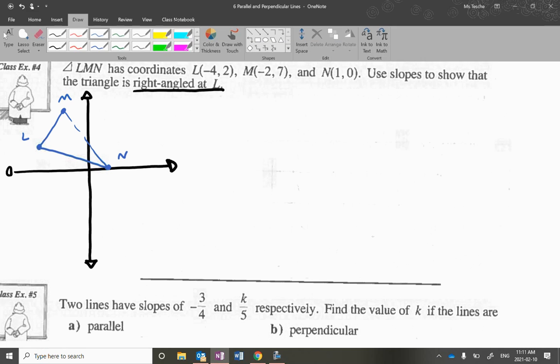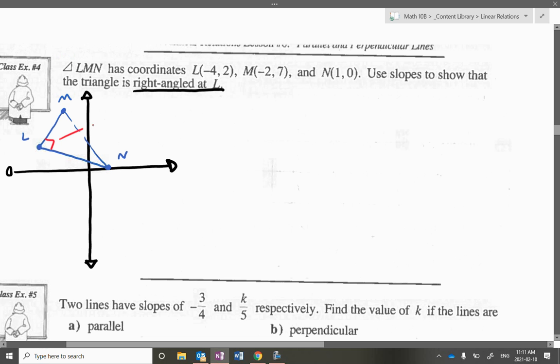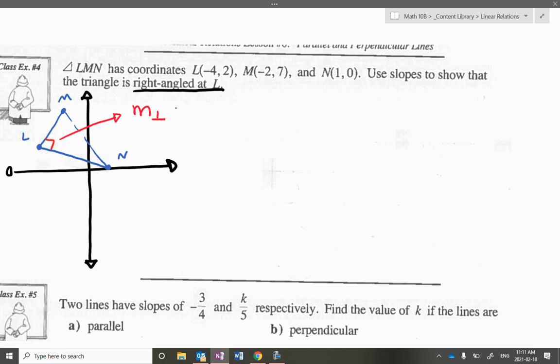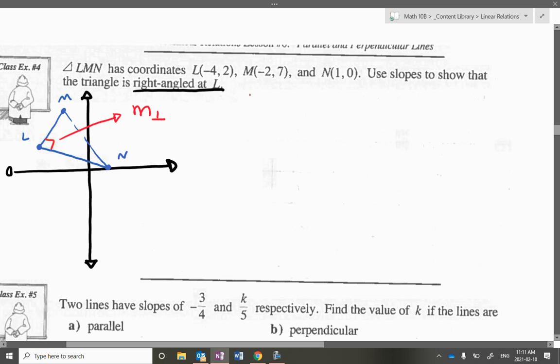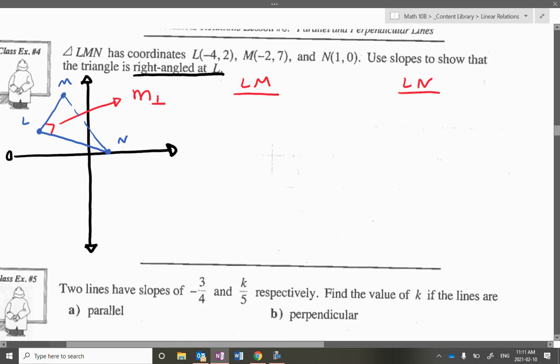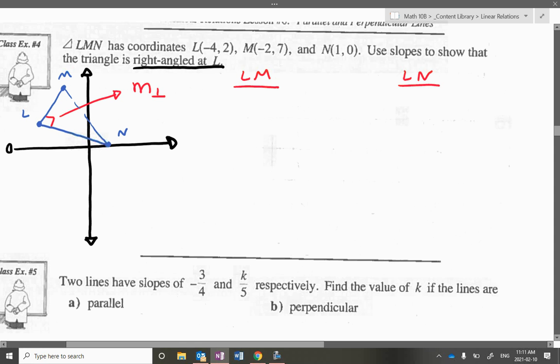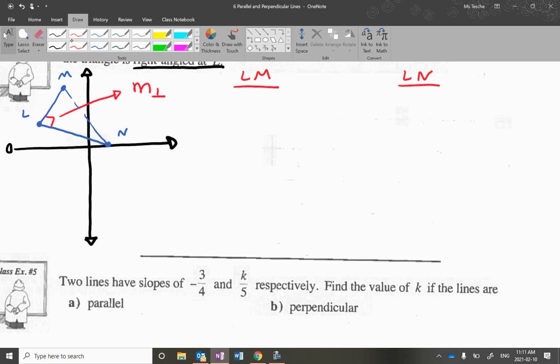If right here is 90 degrees, we should be getting that perpendicular slope. So we need to actually figure out 2 slopes here, right? We need to figure out LM slope and LN. And then we're going to look at those 2 slopes. If they're perpendicular, it's a right triangle. If not, it's just not. So start off, let's write down our formula.